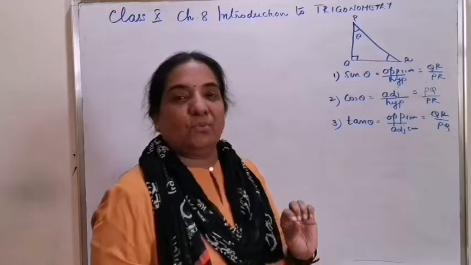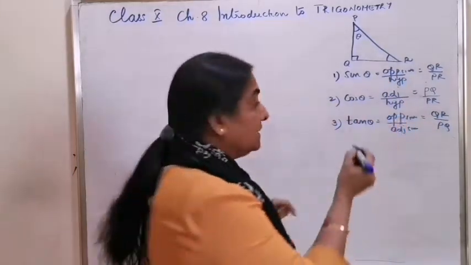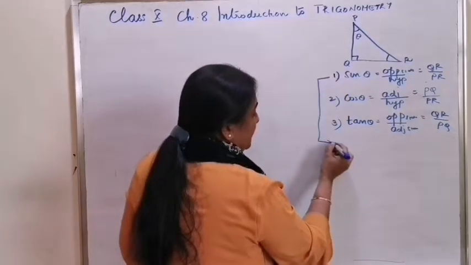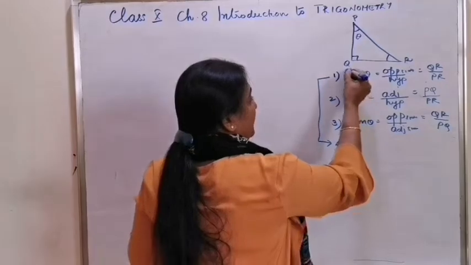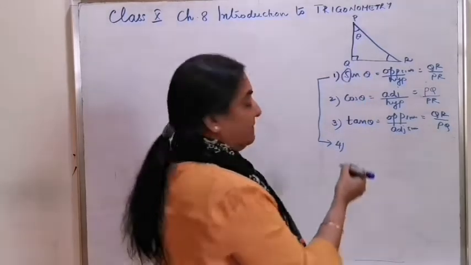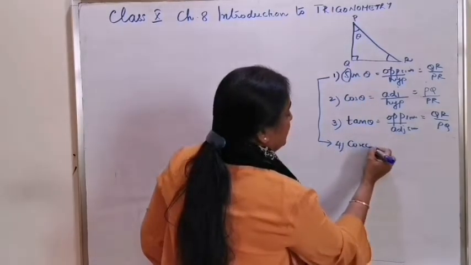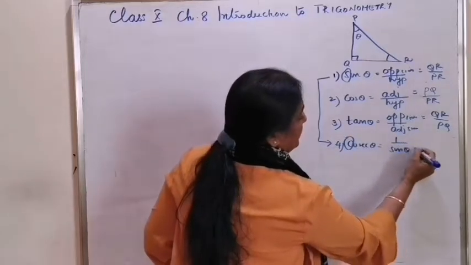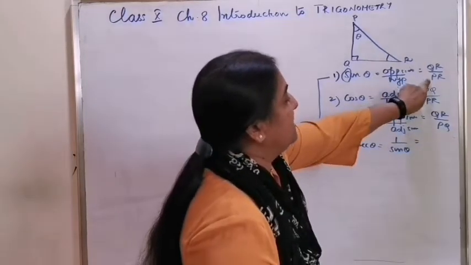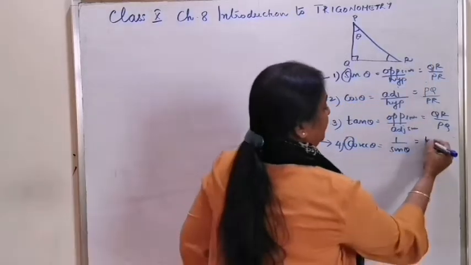Once you are thorough with these three ratios, the reciprocals. The reciprocal of sine, that means the letter S, it will become cosec theta is 1 by sine theta, which is the same as PR by QR.